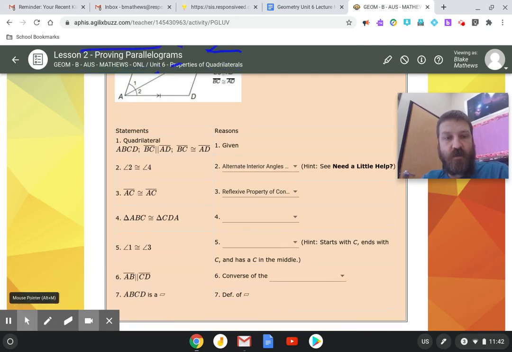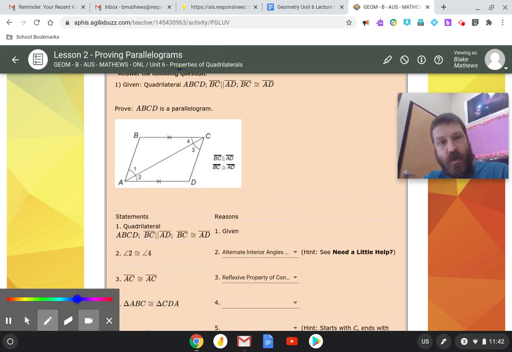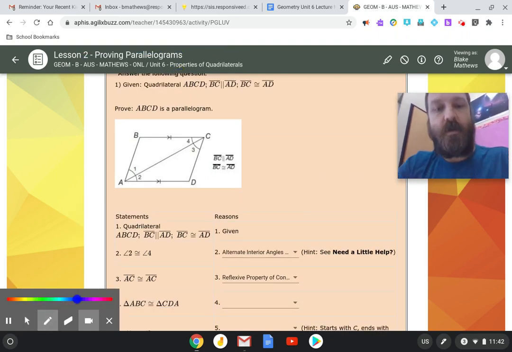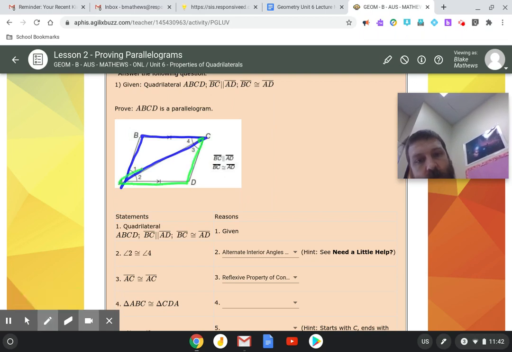Triangle ABC is congruent to triangle CDA. Let's go up here. So triangle ABC, that's going to be this guy, is congruent to triangle CDA. CDA. Okay, you can see those 2 triangles there. And the question is, how are we able to prove that?